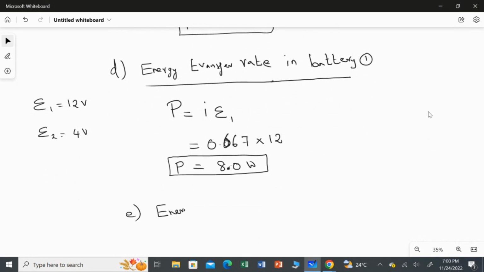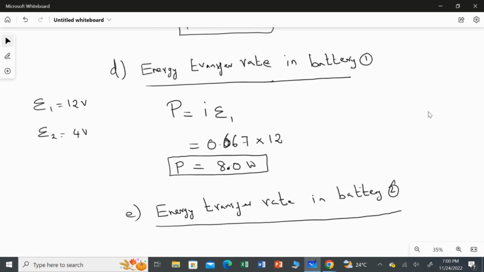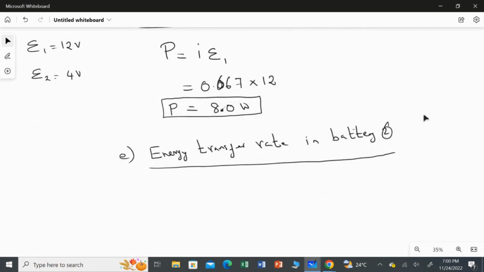Energy transfer rate in battery 2. Again, I am going to use the same rule, P equals I multiplied by EMF 2. So P is power, which is equal to current multiplied by the EMF of the second battery. The current we already found as 0.667, and the EMF of the second battery is 4 volts.